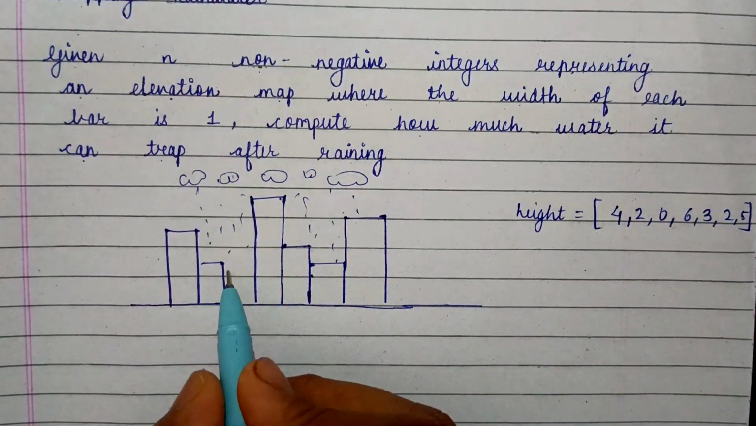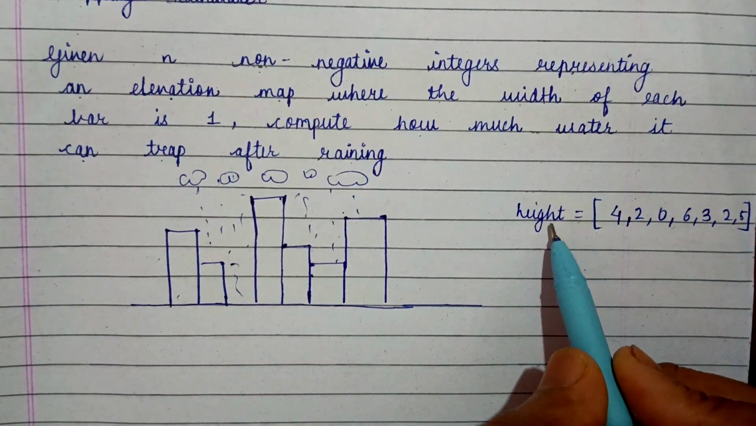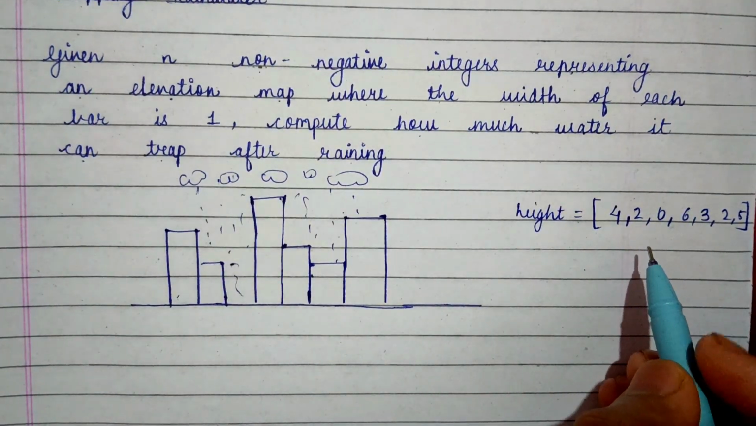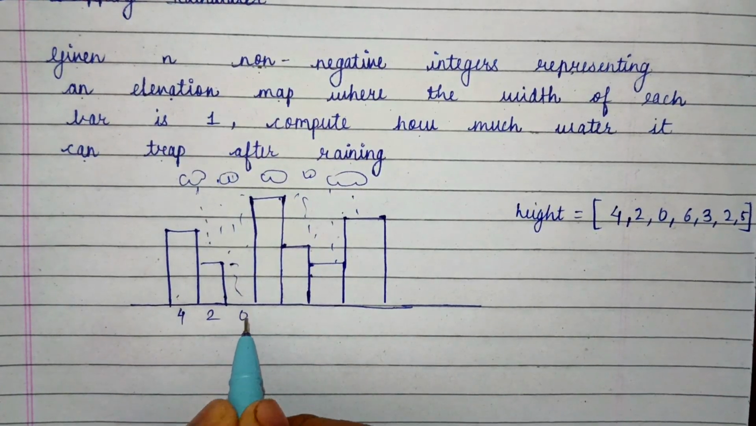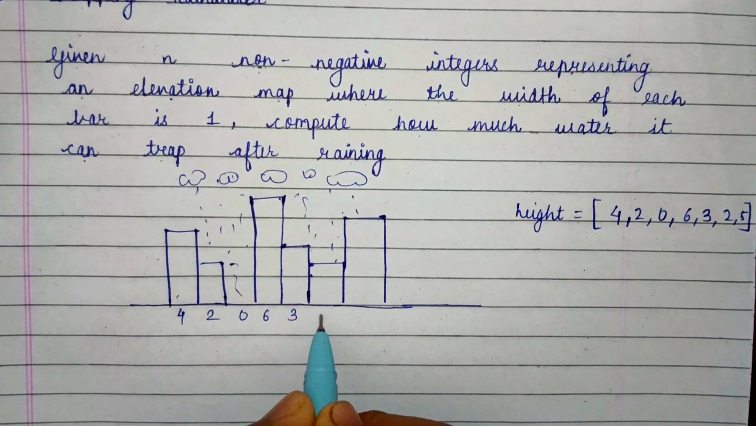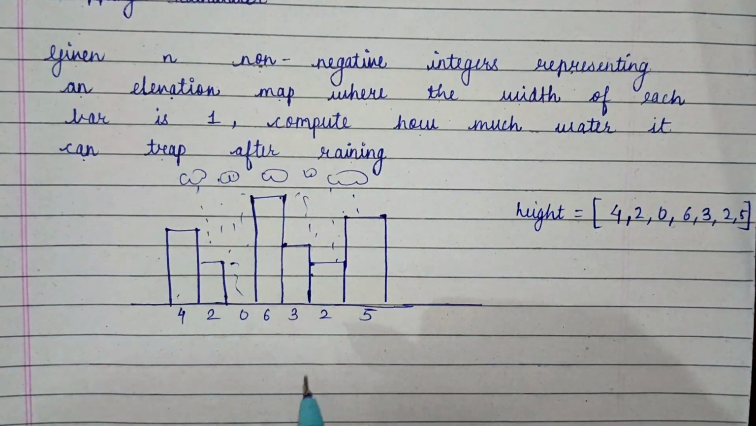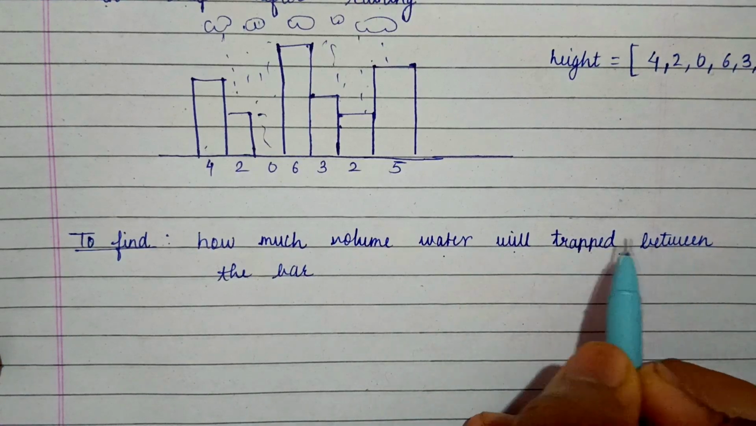So we are given the height of each bar. The height of each bar will be: this bar is 4, here 2, 0, 6, 3, 2 and 5. So the bars' heights are given in the form of an array. We have to take the height as an array, and we have to find how much volume of water will trap between the bars.